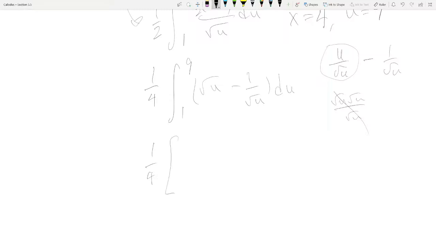The antiderivative of root u is u to the 3/2 divided by that very 3/2, but I'm going to multiply by 2/3 because that's the reciprocal of 3/2. Minus, now this one here is u to the negative 1/2. So when I add 1 to that, I get u to the 1/2. Then I divide by that 1/2, which is really the same as multiplying by 2. So the antiderivative of 1 over root u is 2 root u, and I recommend you memorize that.